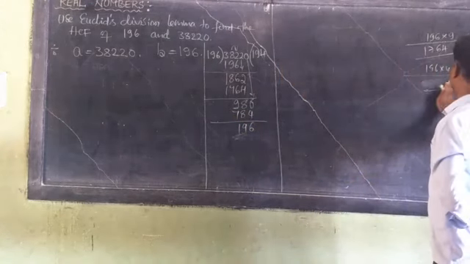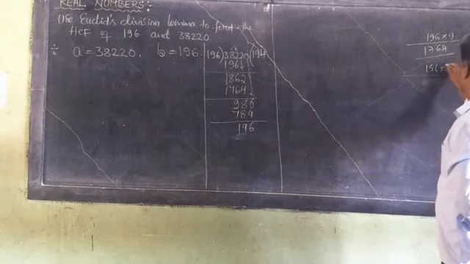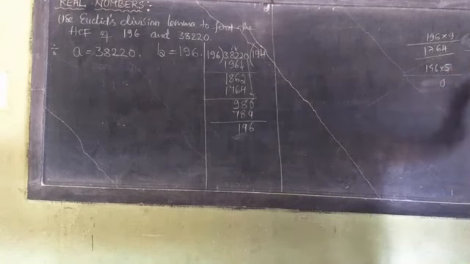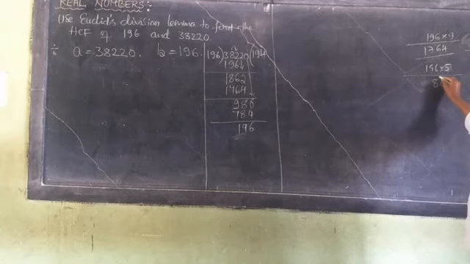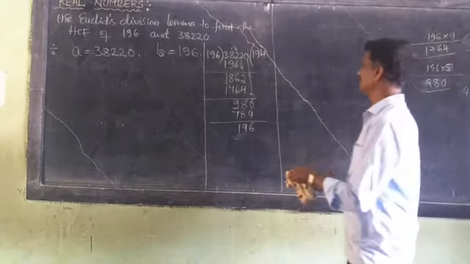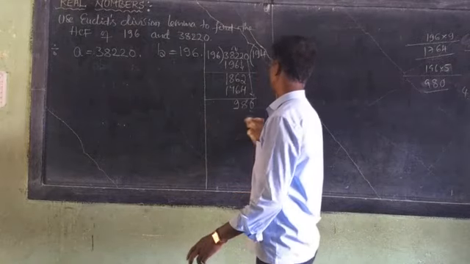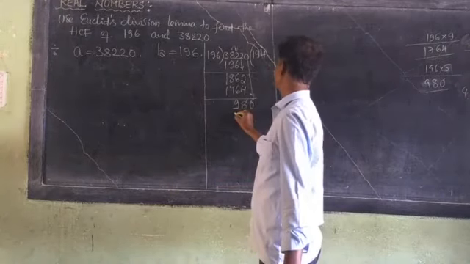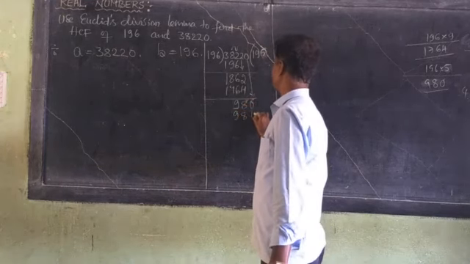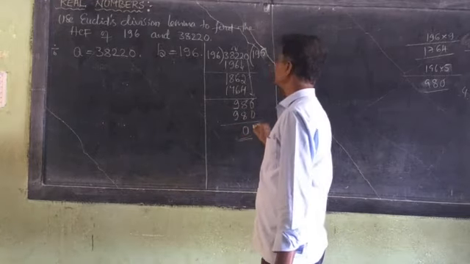Okay, 196 fives clearly goes. 5 sixes are 30, 0 carry 3. 5 nines are 45 plus 3 is 48, 4 is the carry. 5 ones are 5, 5 plus 4 is 9. So 196 fives is 980. Now the remainder becomes 0 here.